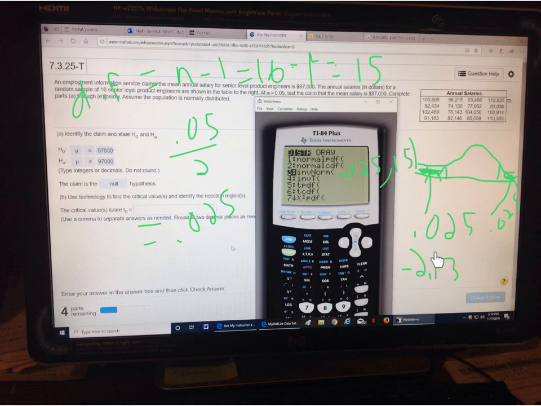Since we have symmetry here, the other value will be positive 2.13. So here you need to type in both negative 2.13 comma positive 2.13. So I hope this helps. This is how you use the calculator to find the critical values. You can also use StatCrunch.